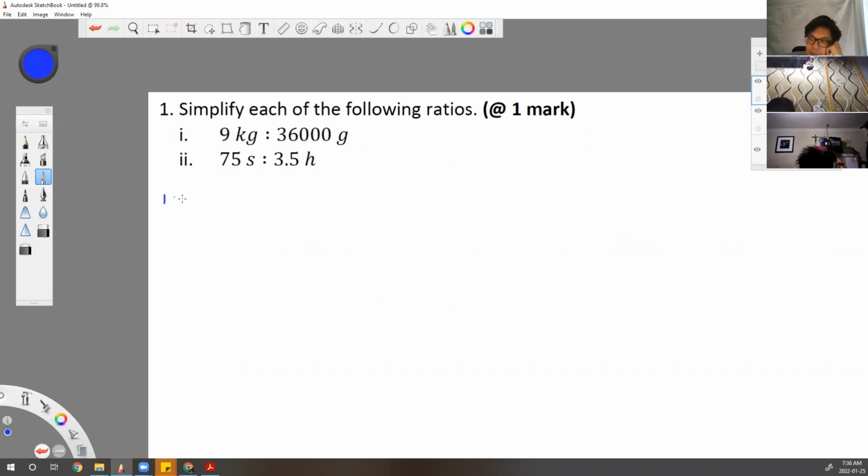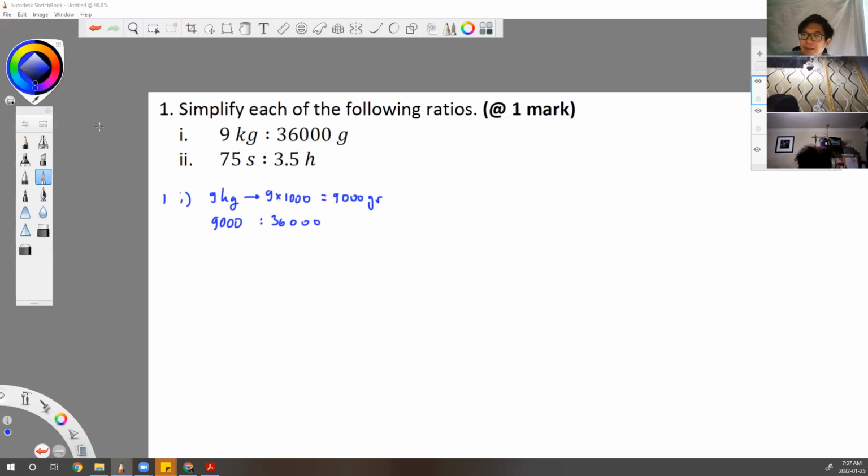So for number one, part one, you need to convert 9 kg first. 9 kg is 9 times 1000, so it has to be 9000 grams. So you can compare 9000 grams to 36,000. You don't have to rewrite the unit anymore because the unit is already the same. What you can do now is divide by the HCF, but I don't think we need the HCF. We can do it multiple times. I can just divide by 1000. That's the easiest way I can do.